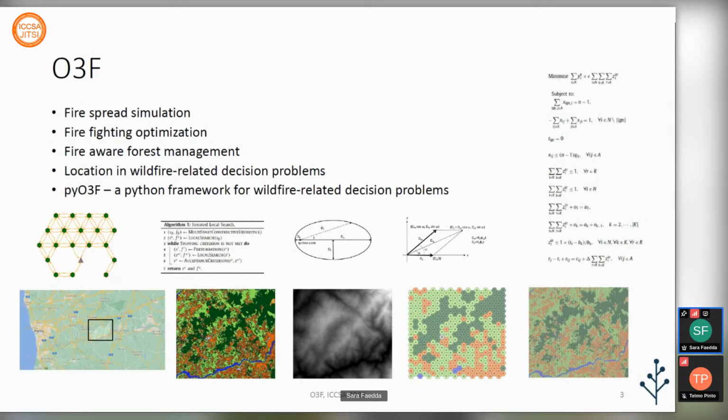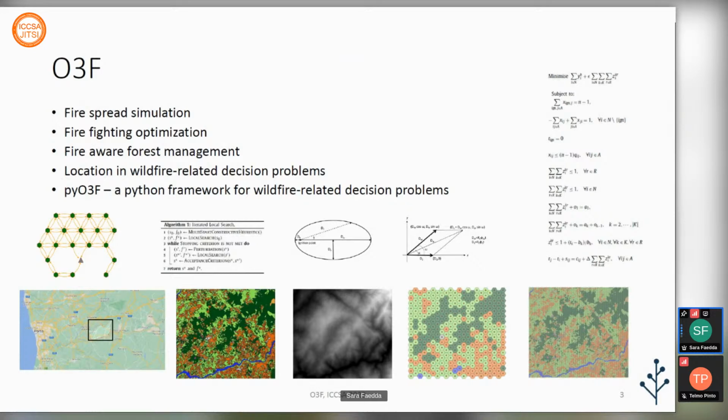And so what we do is, based on this information and on fire behavior models, what we are able to do with this base version of the framework is to simulate fire spread. But we are also addressing, and that's more interesting for us, optimization problems, namely firefighting problems, fire-aware forest management, and also location. In fact, location, this is the first. We are still a little bit late on the location part, so this is the first work that we are doing with location. The other two problems are a little bit more advanced.